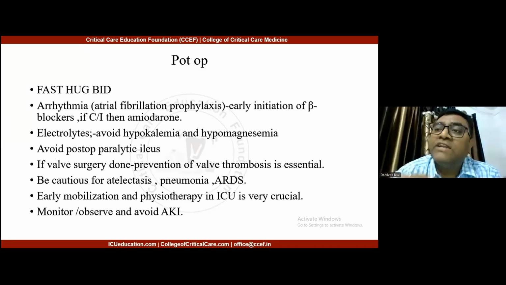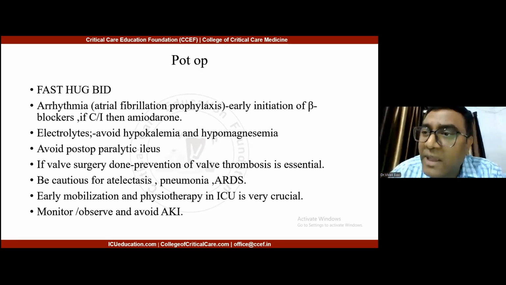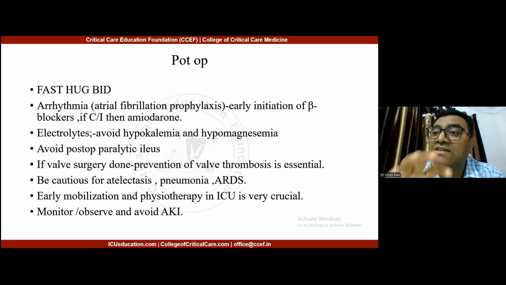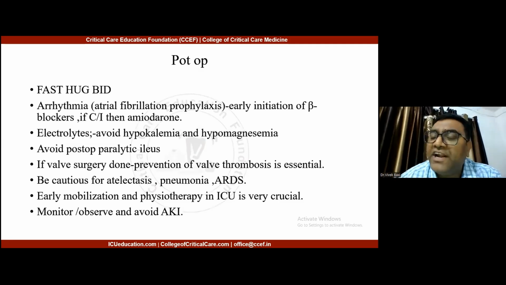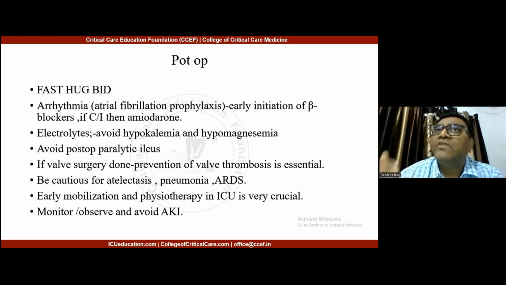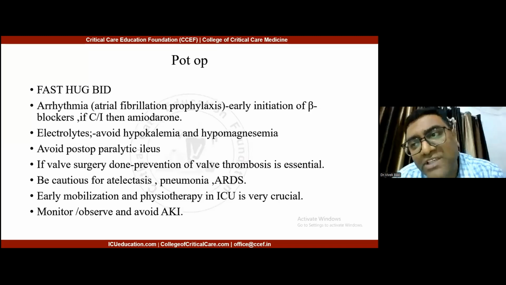So be careful, and sometimes the choking of the valves also happens. Patient becomes breathless and suddenly becomes hypotensive. So be careful while valve surgeries or repair has been done in such patients. Be cautious, though nowadays the trend is within a few hours. I would say from 2 to 6 hours maximum, patients are getting extubated post-op CABG.